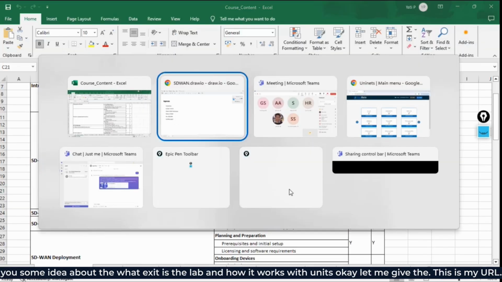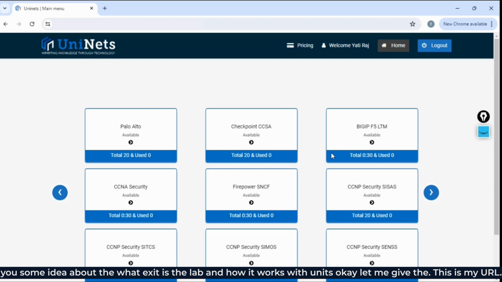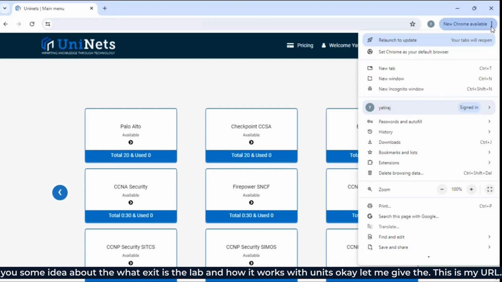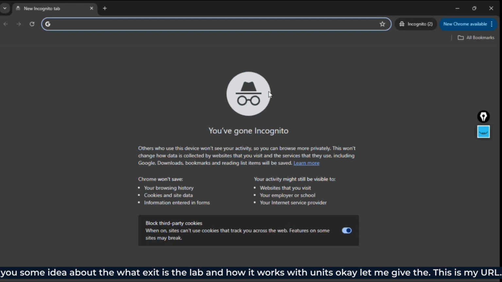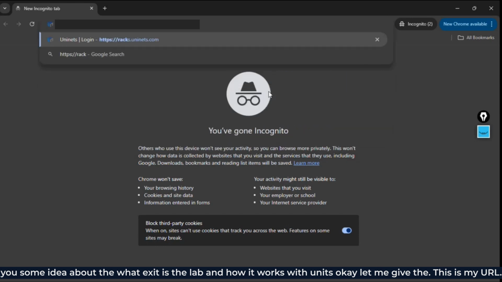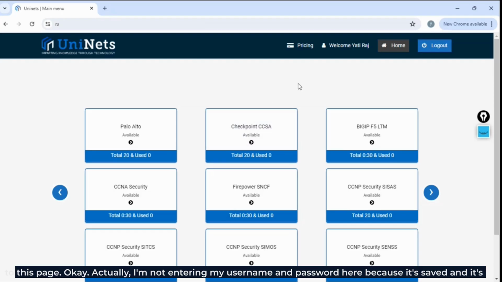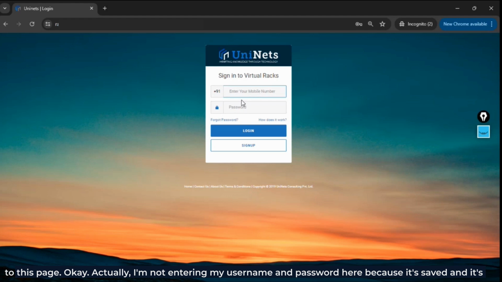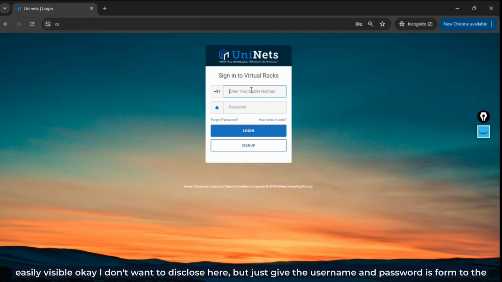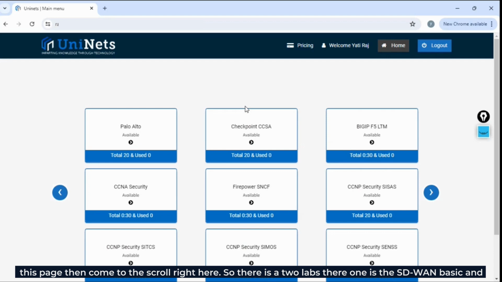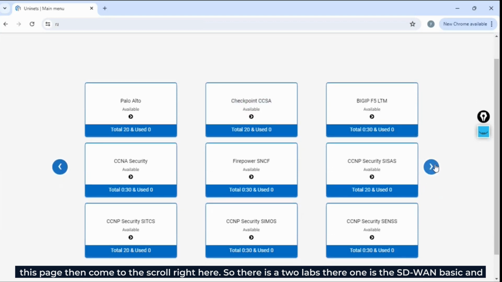Let me give you some idea about what exactly the lab is and how it works with UniNets. This is my URL, which we normally use for accessing my lab, and I will give you the username and password. It will lead to this page. I'm not entering my username and password here because it's saved and easily visible, and I don't want to disclose it here. Then scroll down right here.